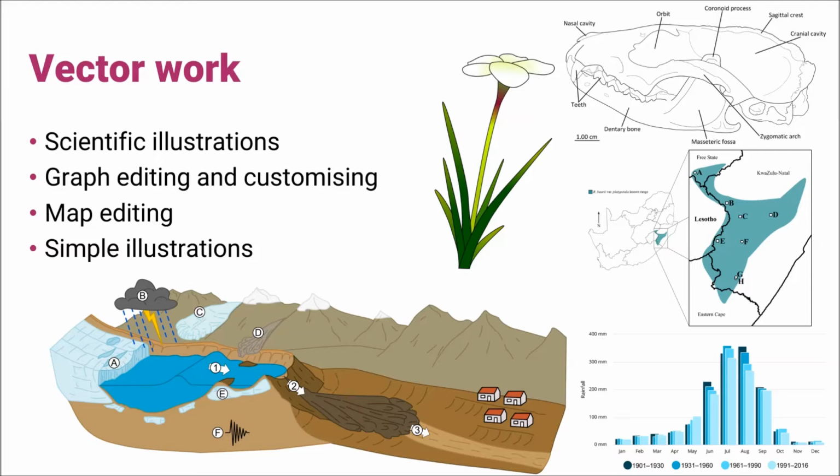So what relevance do these file types have to the type of work that we do, you might be wondering. For vector work, the relevance would be for things like scientific illustrations. We don't really do much of that, but you never know when that could crop up again one day. One really useful thing I've used Inkscape for is graph editing and customizing. So obviously, when you're generating a graph, you will have complete control over what the graph will look like.